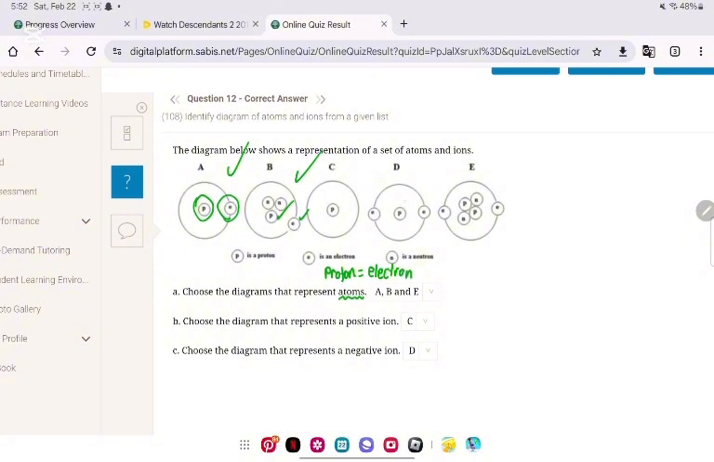Here you have just a P and there's 2 E's, so it's also wrong. Here you have 2 P's and 2 E's, so this is also correct. So A, B, and E.